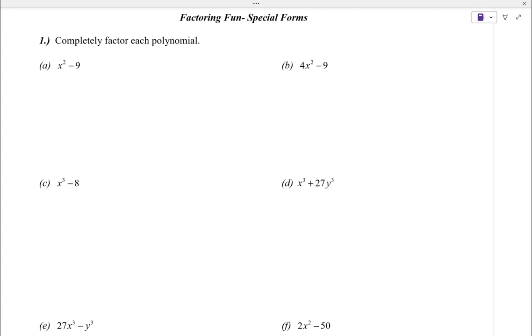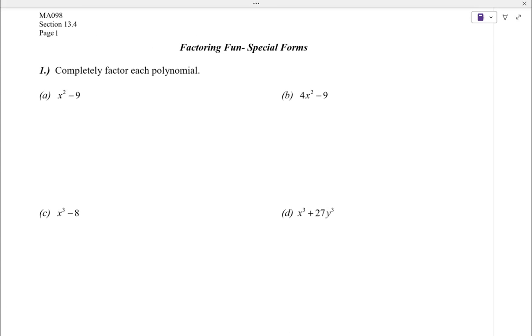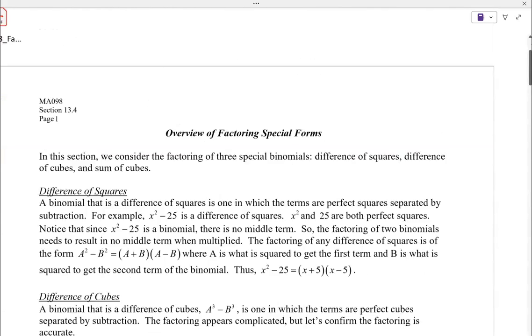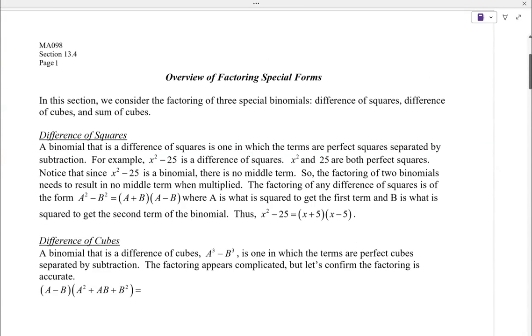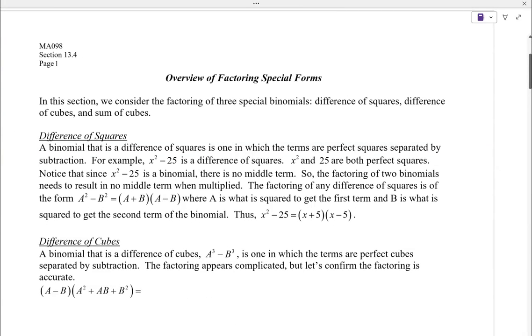So it's a different form that we're going to use to get these factored if we can factor them. Sometimes you come across things that can't be factored. Okay, so that's why we're calling them special forms. They have very special formats based on the way things multiply. All right, so let's look at this part right here, where it was in your notes.